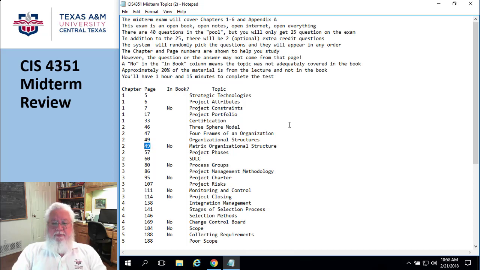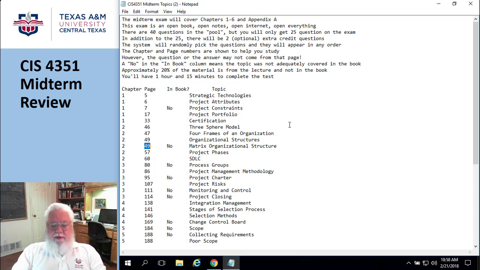The next one talks about the portfolio. And so, remember we talked about all the projects that you could be working on, and then you have a portfolio of projects that you could be doing. And so you organize them in such a way that it meets your business needs and all the rest of that stuff.